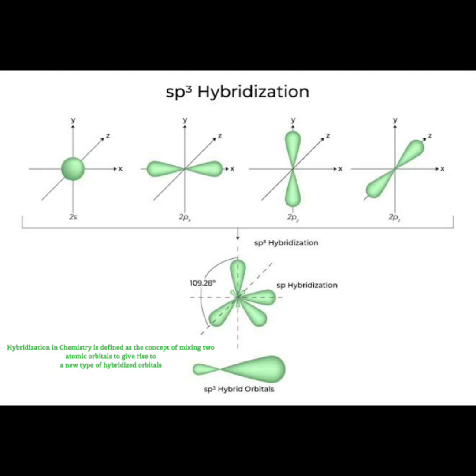The topic is hybridization, which is the mixing of two atomic orbitals to give rise to a new type of hybridized orbital. We know the s is spherical and the p has x, y, z axes. Let's look at the hybridization of carbon.